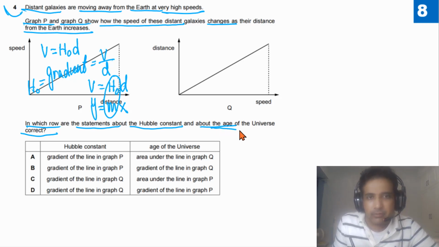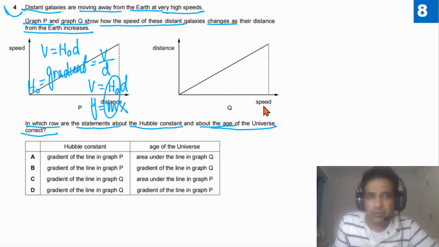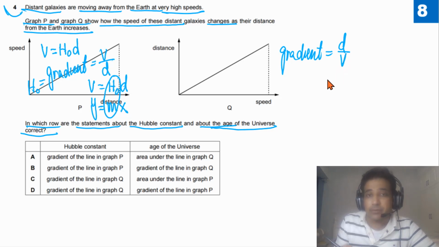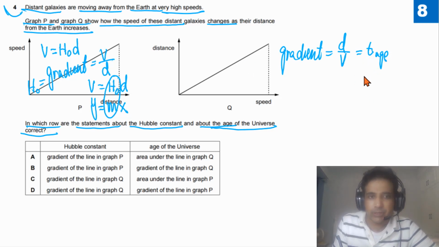And the second one is about the age of the universe. Here we have distance on the y-axis and speed on the x-axis. If you write down the gradient of this, it will be equal to distance over speed, and distance over speed is equal to time. So this means this is the age of the universe. The gradient of this one is equal to time, or simply we can say the gradient of this one is telling us about the age of the universe.